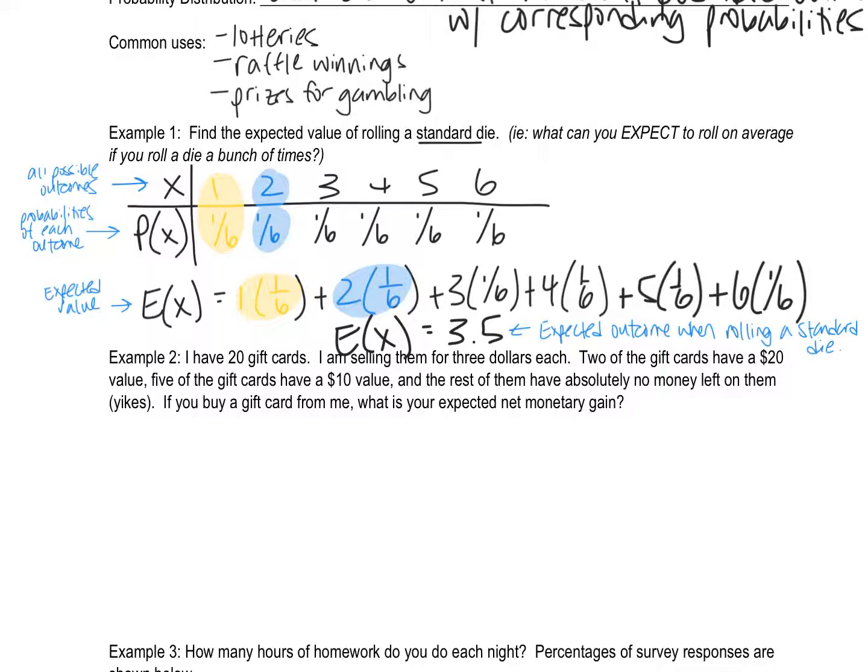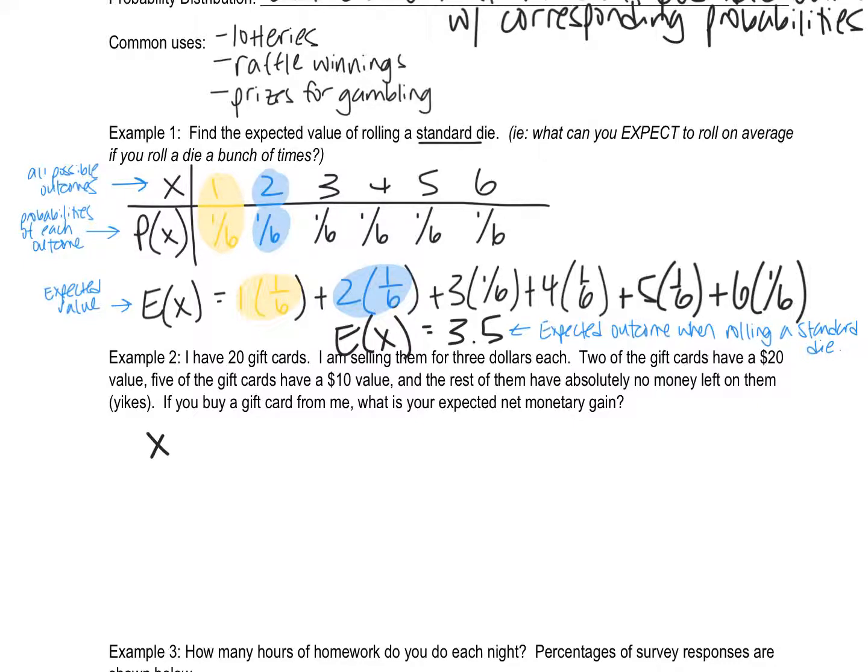Okay, and so if you buy a gift card from me, what is your expected net monetary gain? And so, yeah, you could kind of think to yourself, am I willing to gamble here? I'm not really sure. We can actually come up with what you expect to win in this scenario. So I'm going to first draw the probability distribution. All the different options for X, that means my winnings.